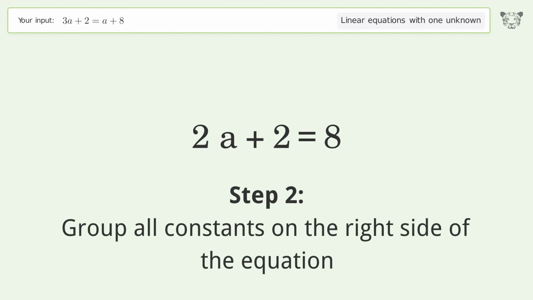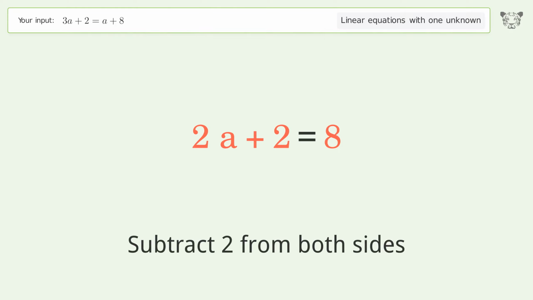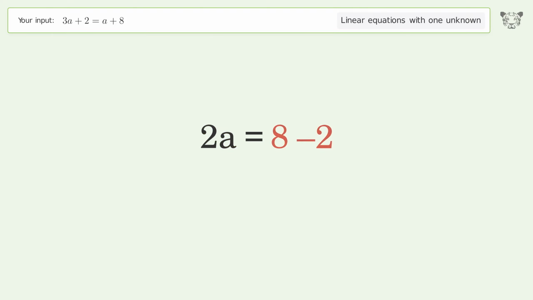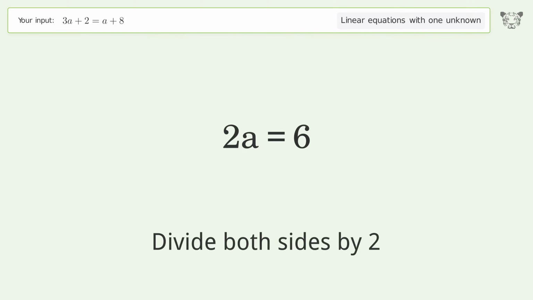Group all constants on the right side of the equation. Subtract 2 from both sides. Simplify the arithmetic. Isolate the a. Divide both sides by 2.